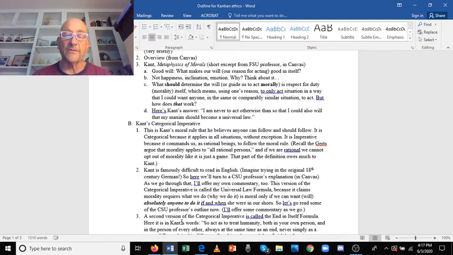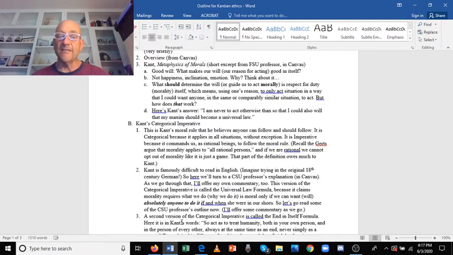The categorical imperative, Kant's rule here, the universal law version, is imperative, I'm in B1, because it commands us as rational beings to follow. And you'll recall the Gertz, in our definition from 2 weeks ago, argue morality applies to all rational persons, and that if we're rational, we can't just opt out of morality like it's a game, right? That is very, very Kantian.